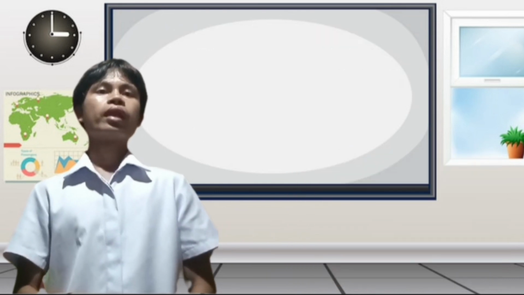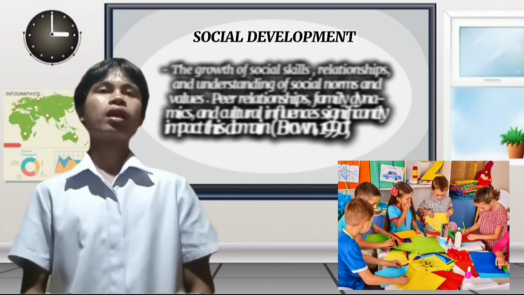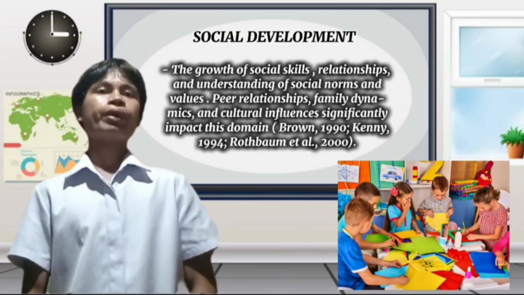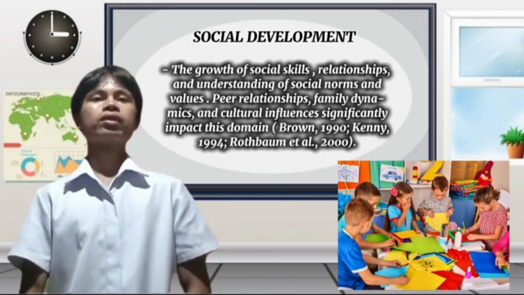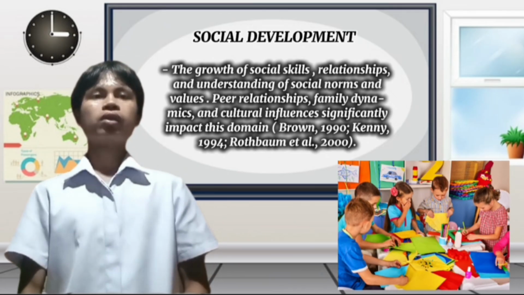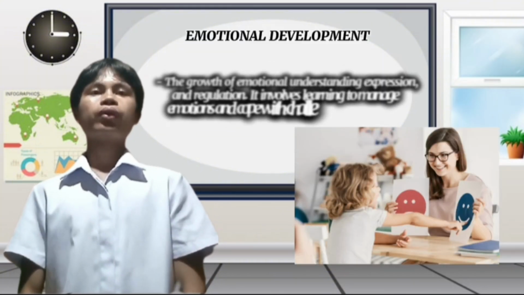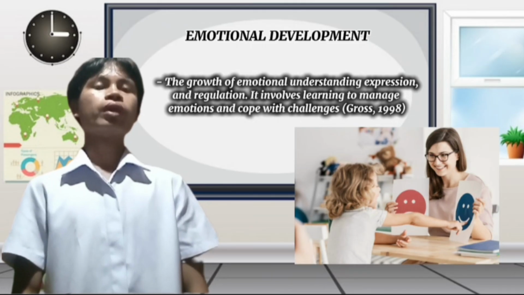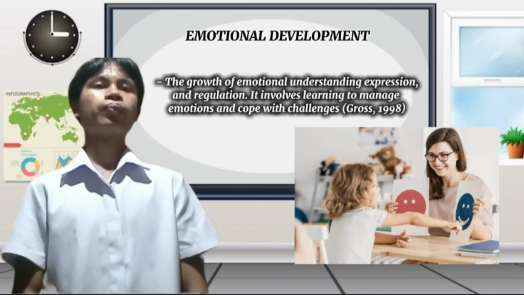Next, social development: the growth of social skills, relationships, and understanding of social norms and values. Peer relationships, family dynamics, and cultural influences significantly impact this domain. Emotional development is the growth of emotional understanding, expression, and regulation. It involves learning to manage emotions and cope with challenges.